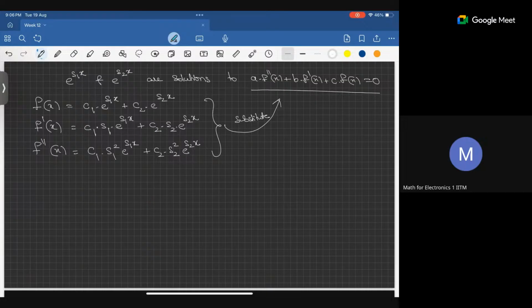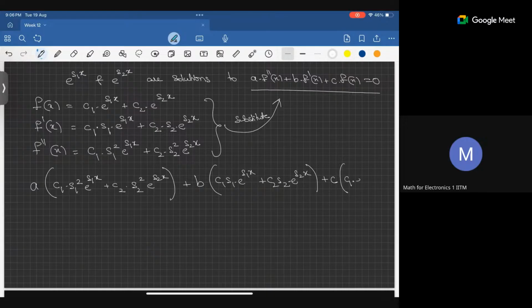Right? So if you substitute, we'll have a into f double prime of x, which will be c1 s1 square e power s1x plus c2 s2 square e power s2x, plus b into f prime of x, which will be c1 s1 into e power s1x plus c2 s2 into e power s2x, plus c times f of x, which is c1 e power s1x plus c2 e power s2x, which should be equal to 0. So we'll check whether the left hand side that we are getting is 0 or not.